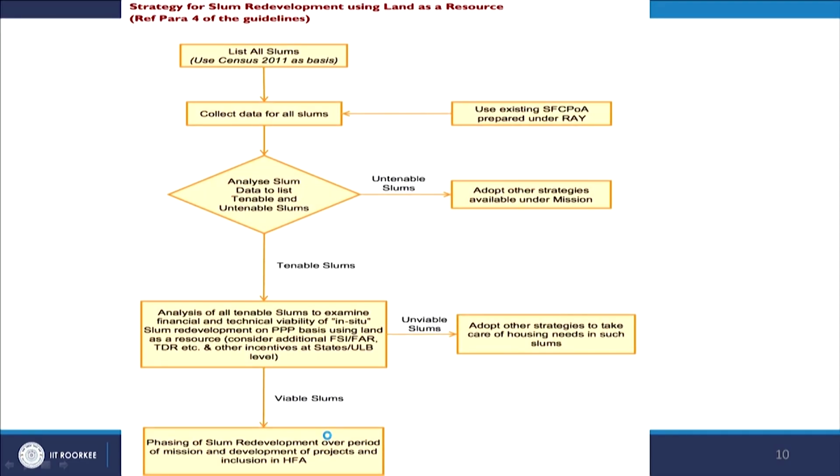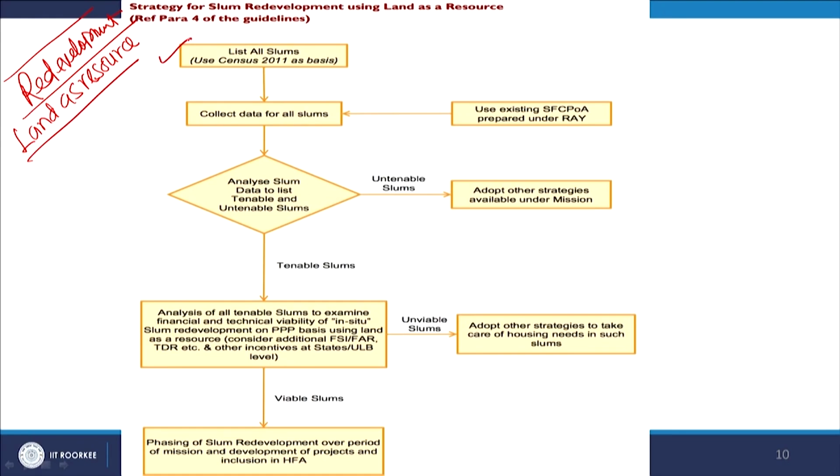So, this is component 1, that is redevelopment, and the basic theme of this redevelopment is land as a resource. Here you can see the list of slums, then collect data for the slums, then analyze the slum data. After analyzing the slum data, you will get 2 types of categories: untenable slums and tenable slums.